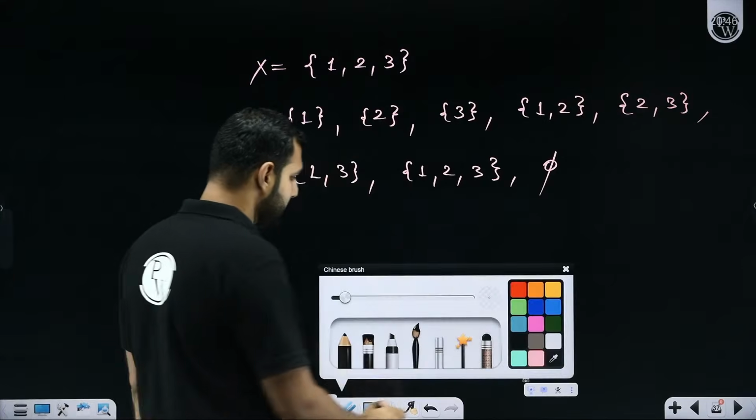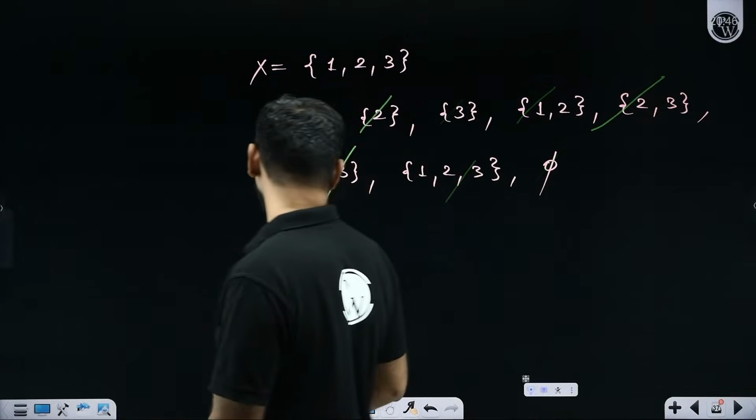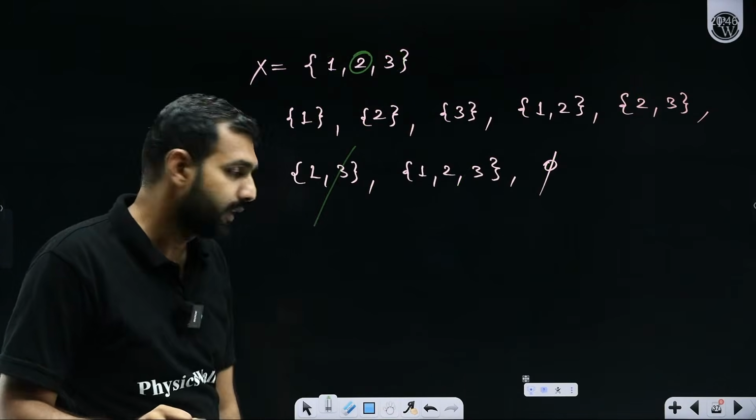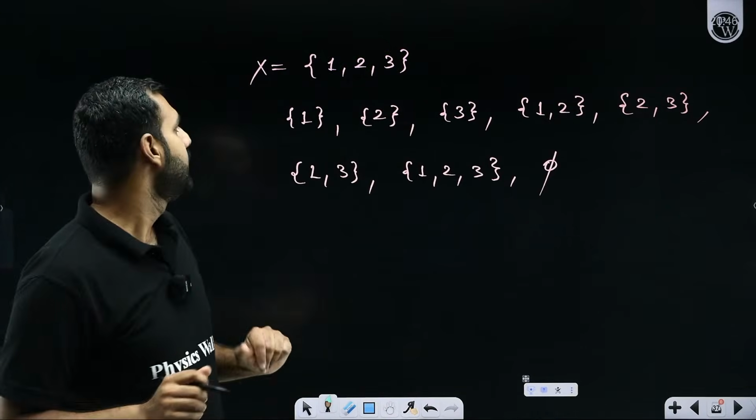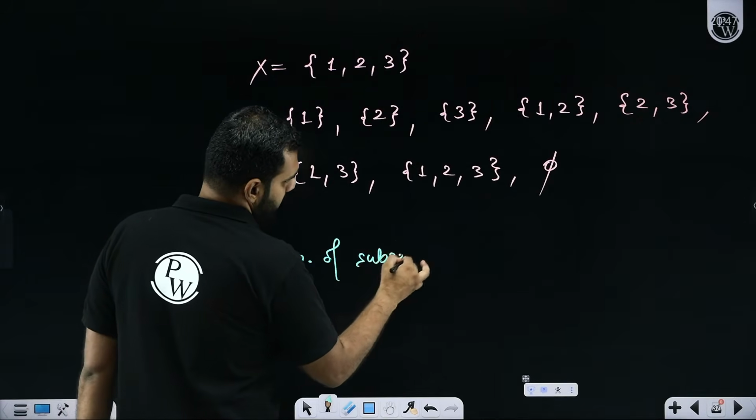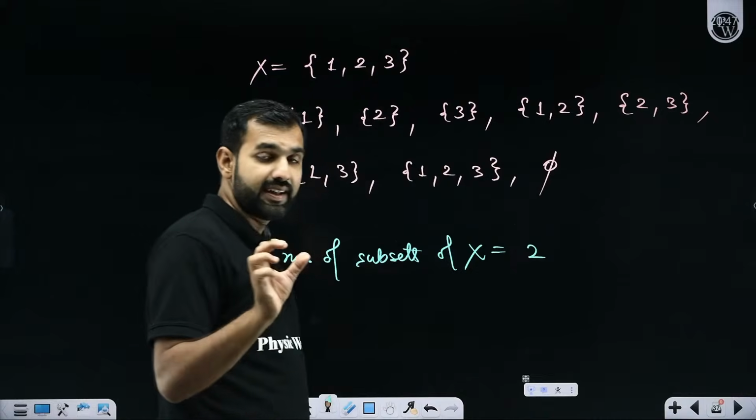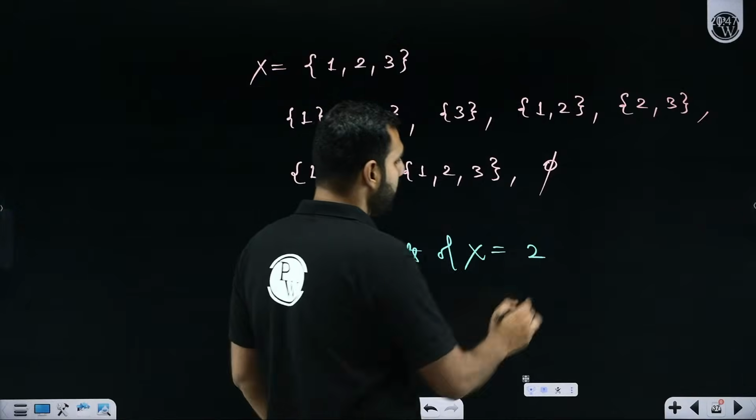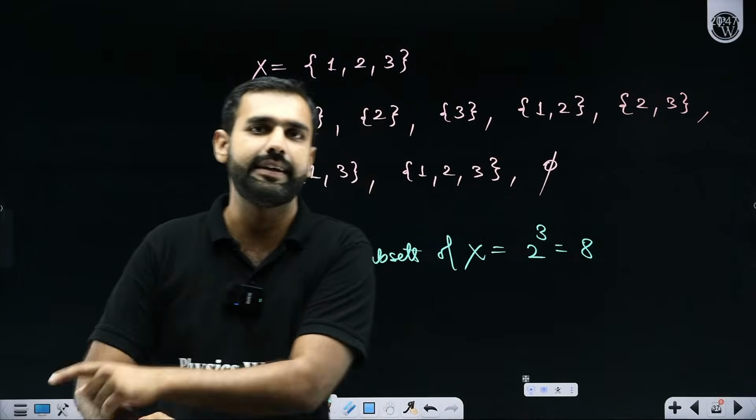So how many subsets does it have? If I ask you: 1, 2, 3, 4, 5, 6, 7, 8. So if it has 3 elements, there are 8 subsets of it. Sir, is there any way of calculating this number without writing all these subsets? Yes. The number of subsets of X, I will simply write as 2, a fixed number, raised to the power of the number of elements X has. X has 3 elements, so it will be 2 to the power 3, which is 8. So there will be 8 subsets of this set X.